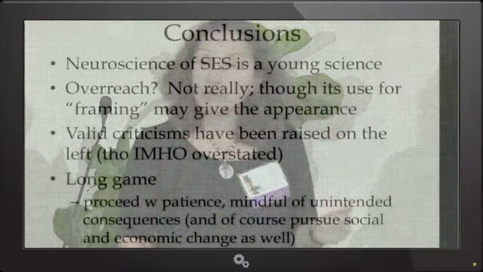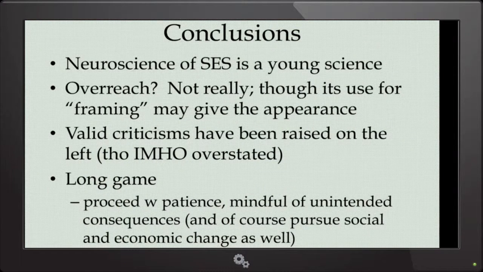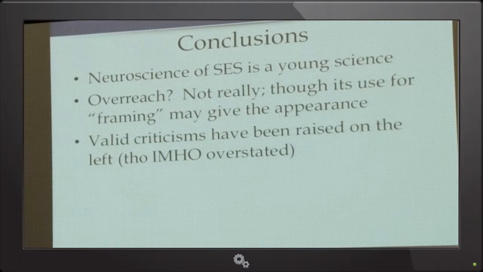Okay, conclusions. Neuroscience of SES is a young science. There's a lot we still need to sort out. But I think it's not really fair to accuse it of overreach. I think the most overreaching people are not really the scientists, and I think more and more careful, thoughtful work is coming out now, talking about how it could do more modest things. The framing, I think, really has led to some of that overreach appearance.